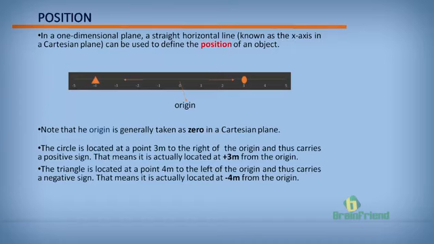A Cartesian plane is a plane that is used to explain the position of an object. But for this first example, we are just going to use the x-axis. In a one-dimensional plane, a straight line known as the x-axis can be used to define the position of an object. Now, this is the straight line we have here. This is a ball right here, and this is a triangle right here.